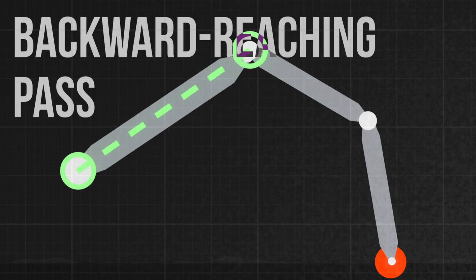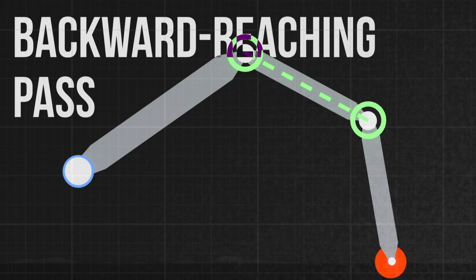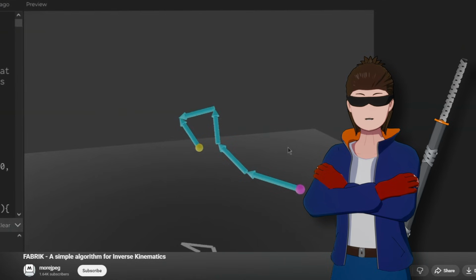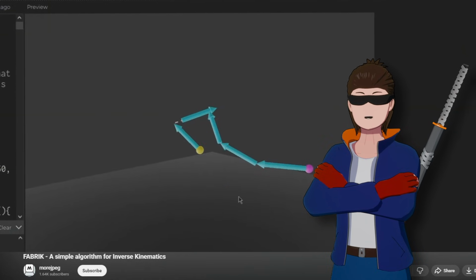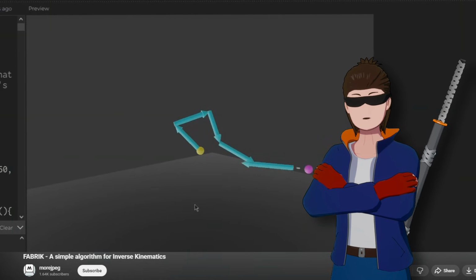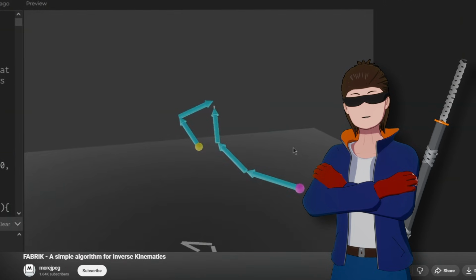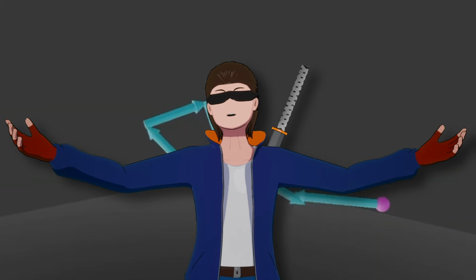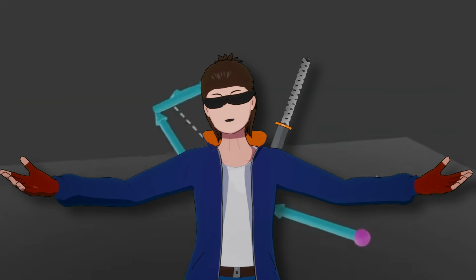When the backward pass is complete, we say we have performed a whole iteration. We keep repeating these iterations until we either reach the maximum number of them, or the limb happens to match the necessary origin and end effector locations with a good enough precision. Congratulations! You now know how FABRIK algorithm works.